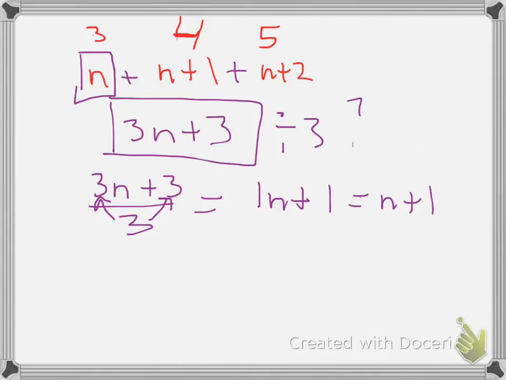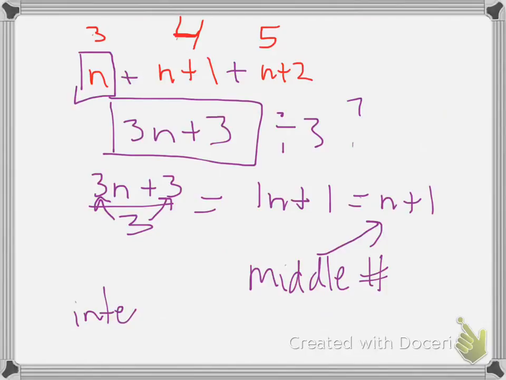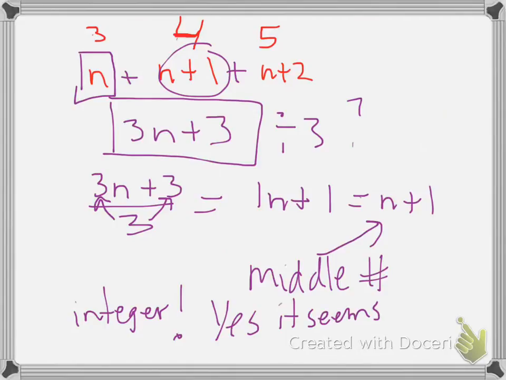In fact, we've come up with that if you know the middle number, this is also the middle number, right? Isn't this the middle number? And didn't we say the middle number is an integer? Because we had it right here. So yes, it seems to work all the time. So it seems to work for any n.